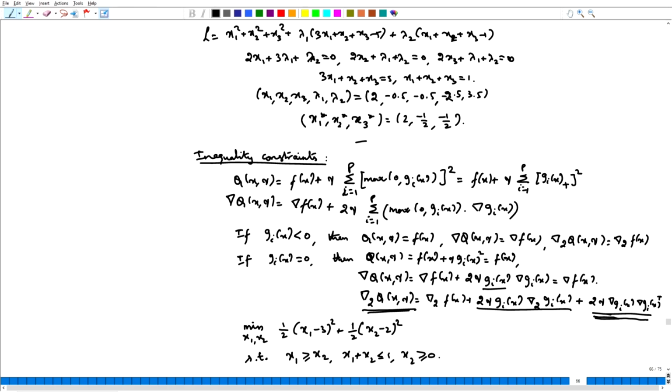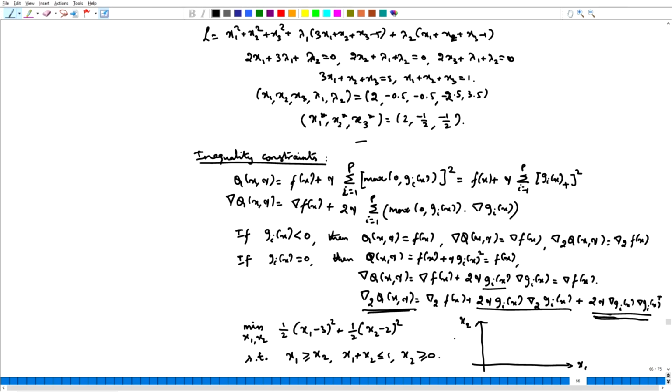If you actually see this pictorially or geometrically, you get the following constraint set. Let us say this is x1 and this is x2.